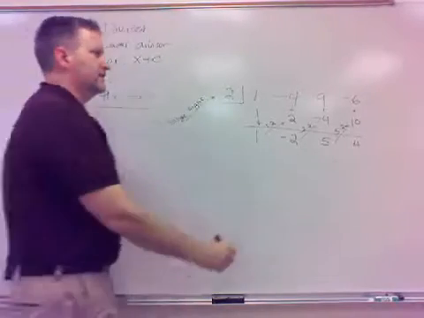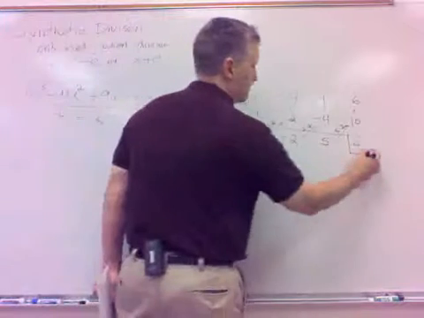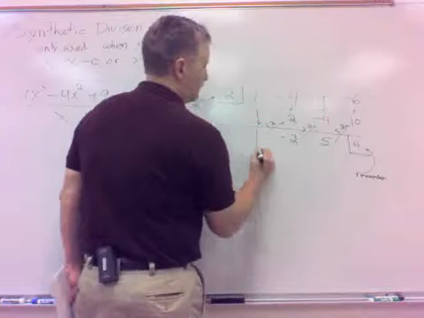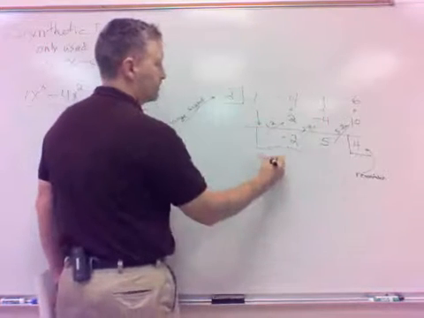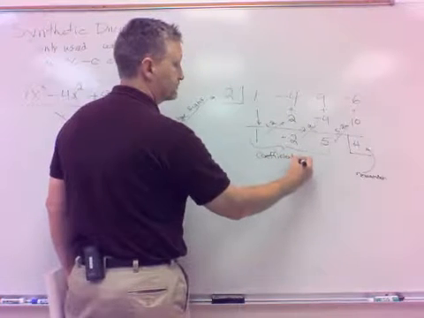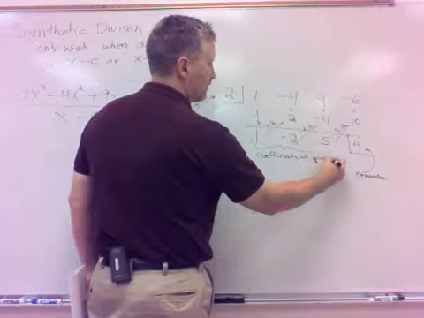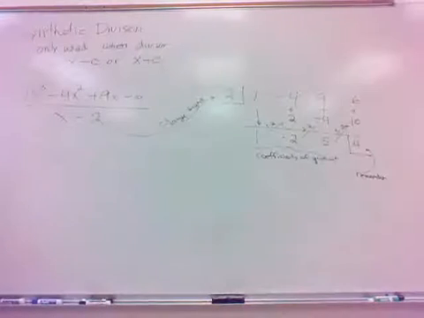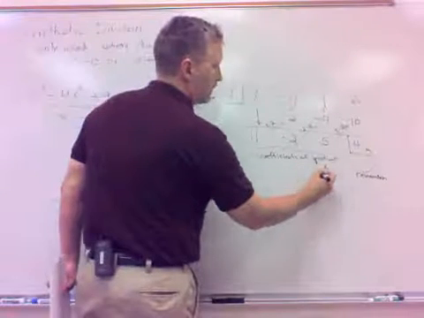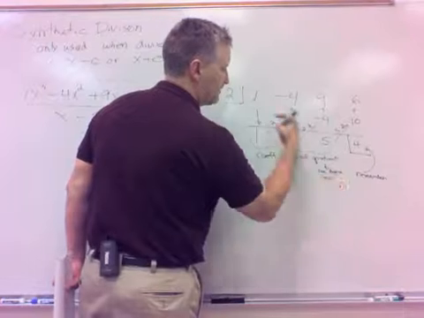Well, it turns out that is the result of our division. The number on the end is the remainder. These other three, well, those are your coefficients of the quotient. And the quotient, by the way, is always 1 degree less than what you started with.